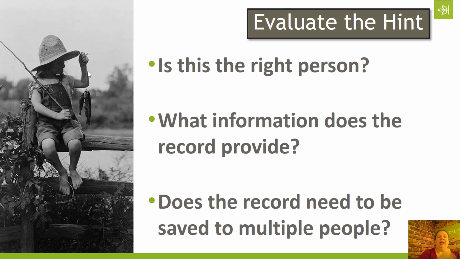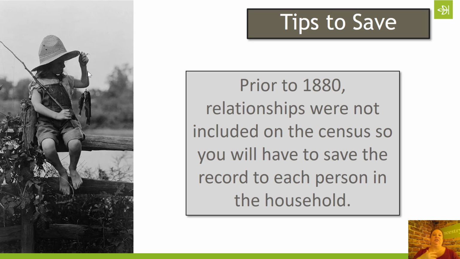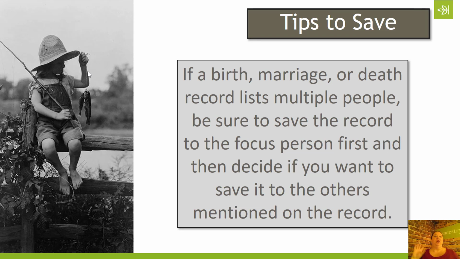Okay. Let me just give you some additional tips. We've mentioned this one: prior to 1880, relationships are not included on the census, so you'll have to save the record to each person in the household. There's another nuanced record save situation that comes up, and I'm seeing it come up more and more often lately because Ancestry is getting more and more birth, marriage, and death records online, and it's this. If a birth, marriage, or death record lists multiple people, be sure to save the record to the focus person first, and then decide if you want to save it to the other people mentioned on the record.